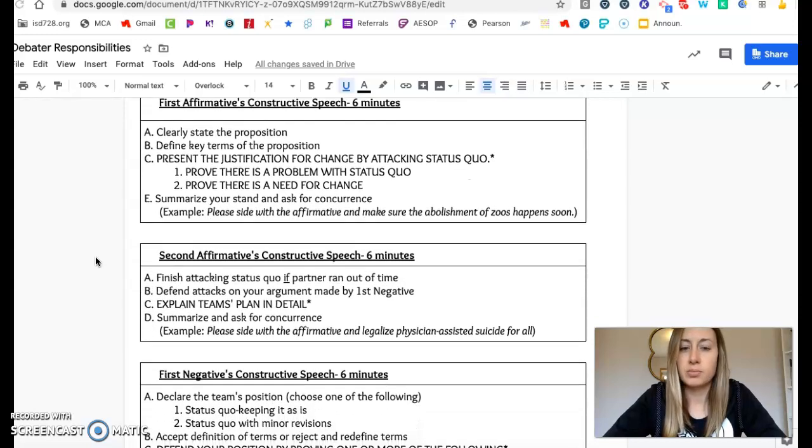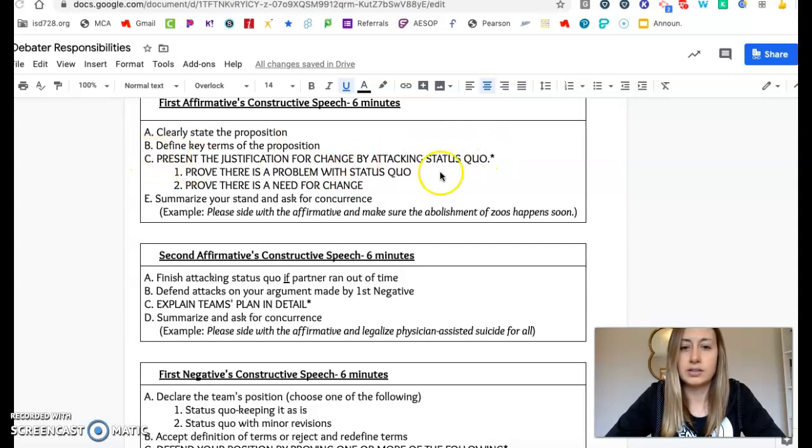If you are the first affirmative constructive speech, you'll be speaking first for 6 minutes. You will clearly state the proposition, so that's where you'll state your issue and be clear about it, like there should not be a curfew law for teenagers under 18. Define key terms of the proposition, so, curfew, for example, whatever the key terms are that people are going to need to understand in order to understand the debate.